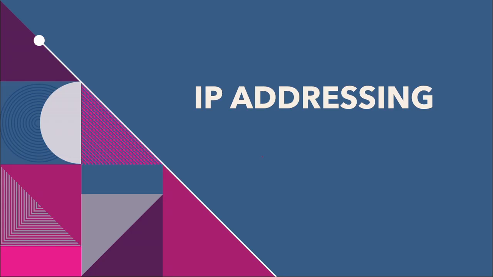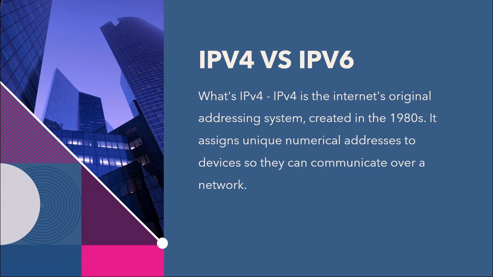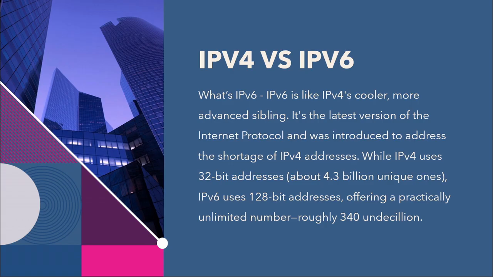We have different types of IP addressing. We have IPv4, we have IPv6, and equally we'll be talking about subnet mask. We'll talk about CIDR, classless inter-domain routing, and a summary. So, what is actually an IP address?